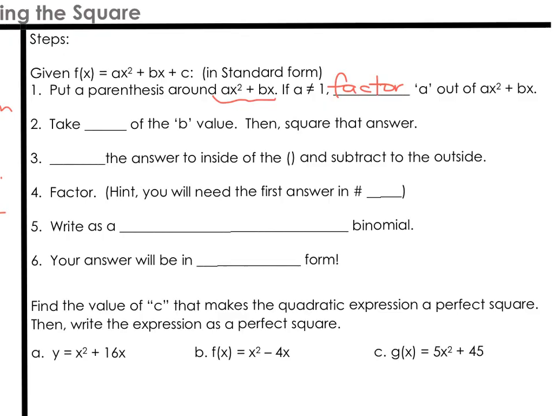Once we do step 1, we take a look at whatever our b value is, and we literally just take half of that. And then we square that answer. So it's kind of 2 steps in one right here. Whatever we get for that second part, we're going to add that answer into the parenthesis, but then subtract it to the c value on the outside.